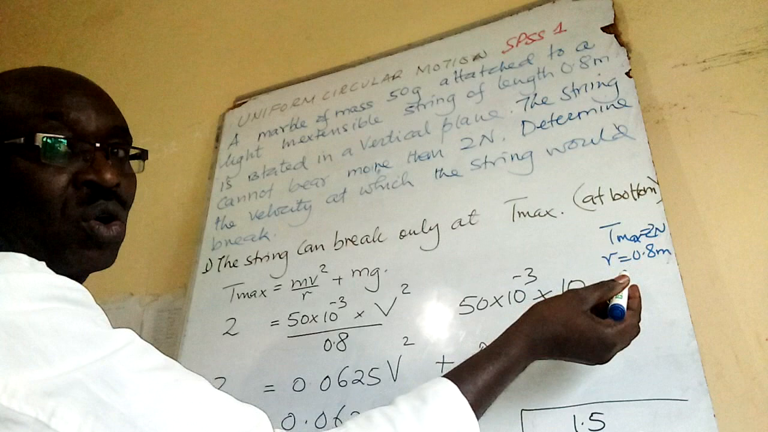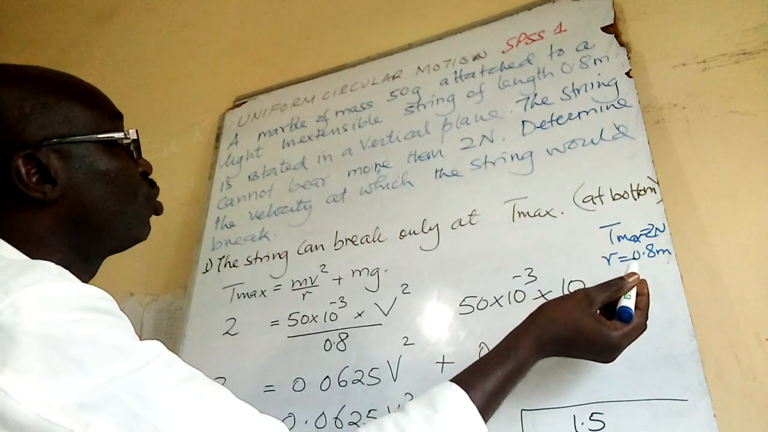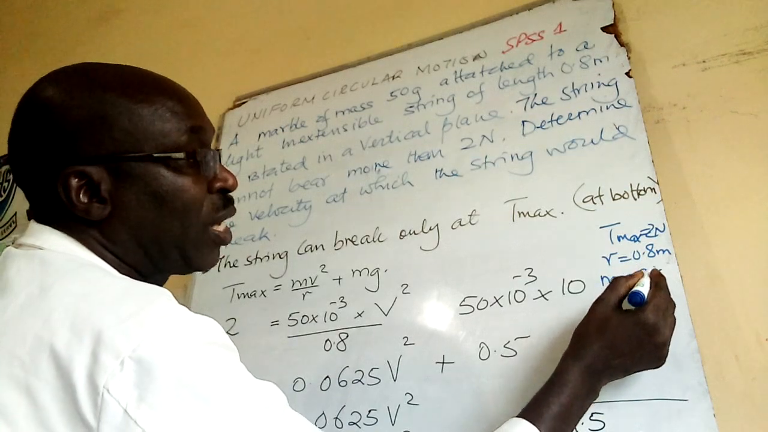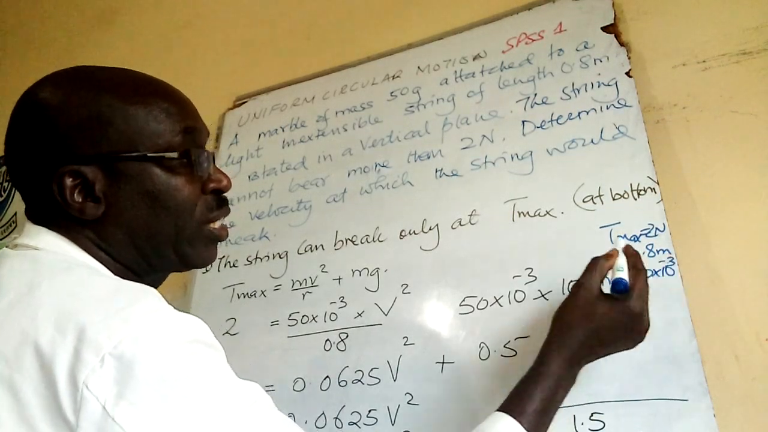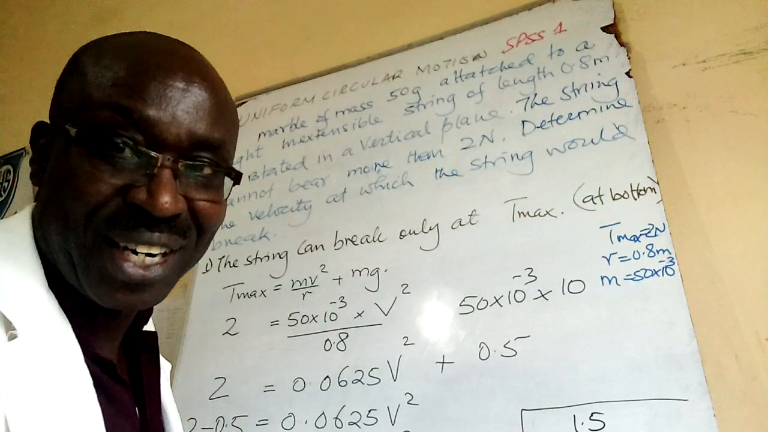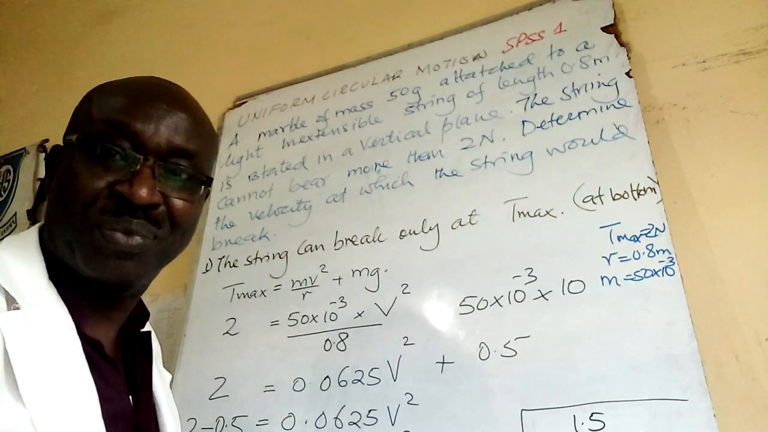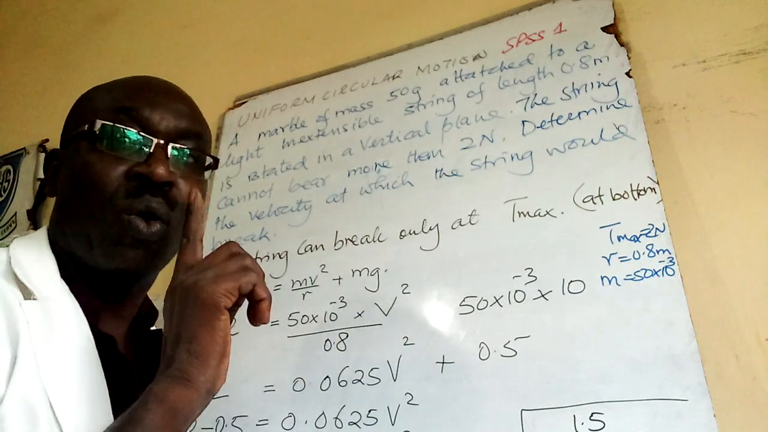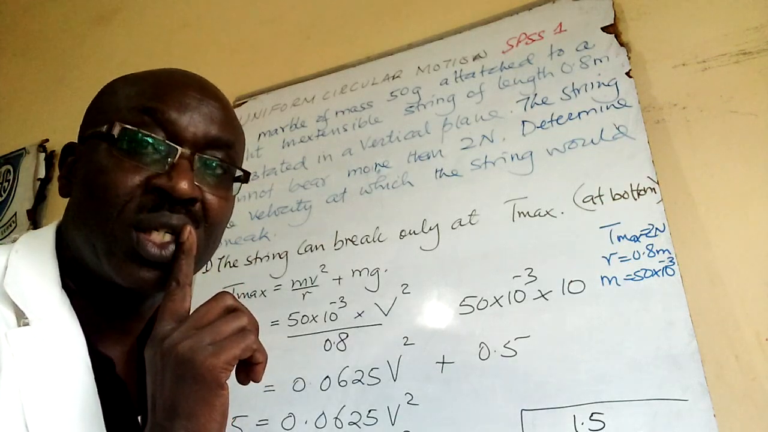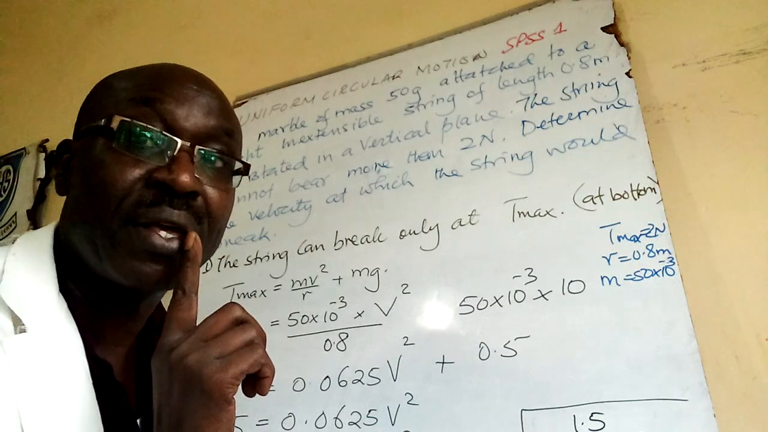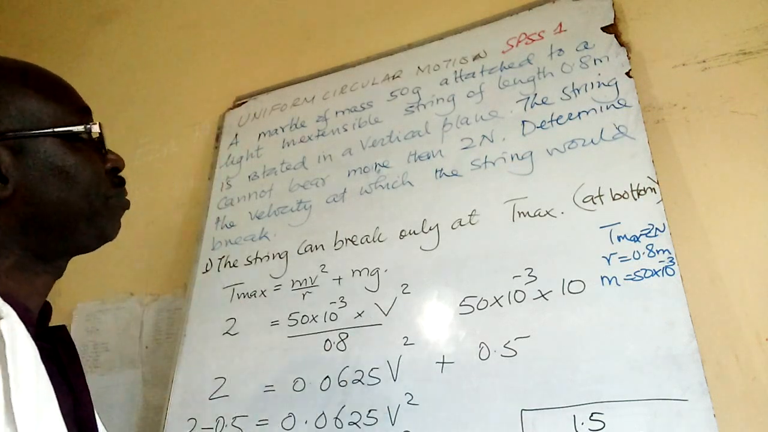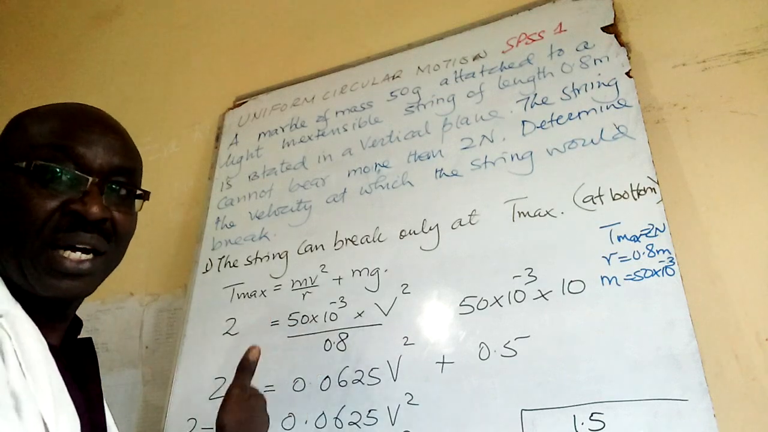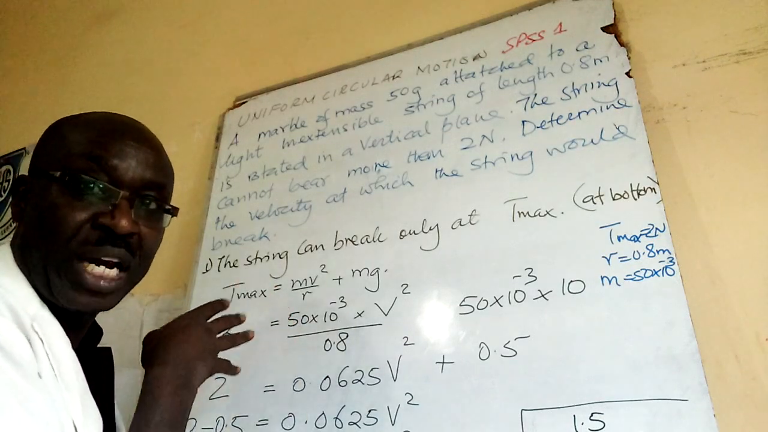So R is equal to 0.8. Then M is equal to 50 times 10 to the power negative 3. Why? Can you guess why? Do you know why? Yes, because it has to be in SI. There. Now, I come and put in the formula.